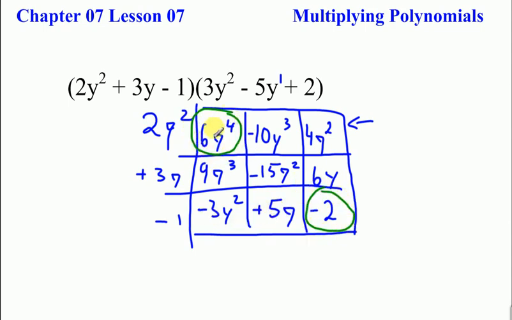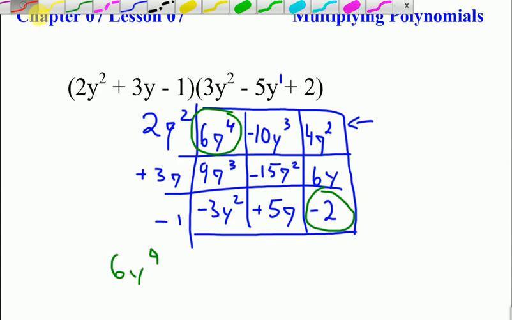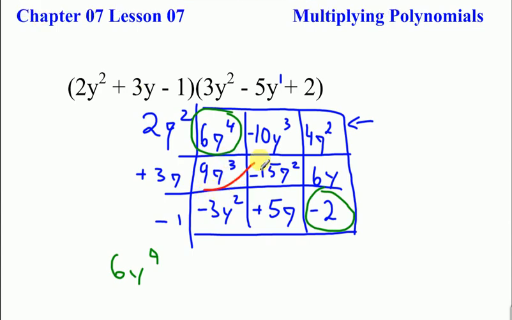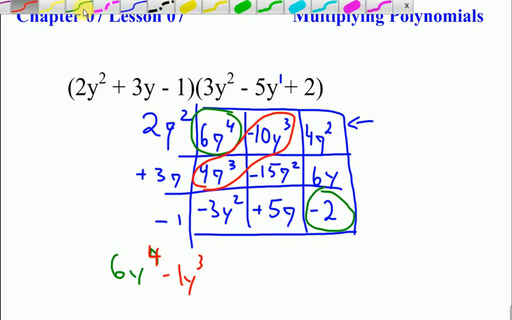Now let's go through and combine like terms. Top left, bottom right are by themselves, so we start with 6y to the fourth, and then diagonally 9 minus 10 is negative 1y to the third power. This is a 4 up here. 4, there we go. Okay.